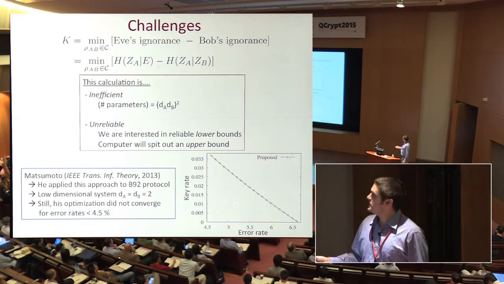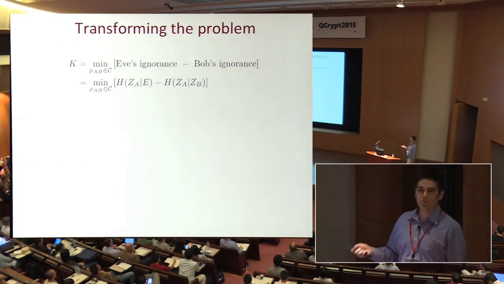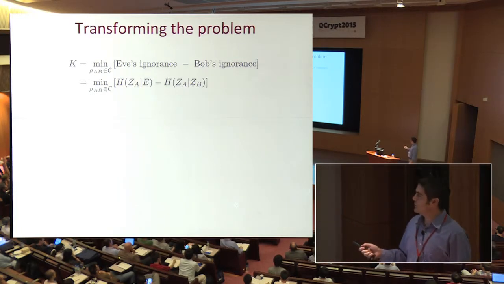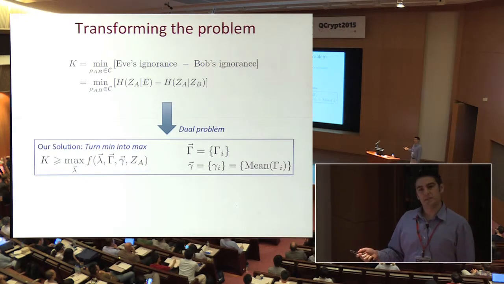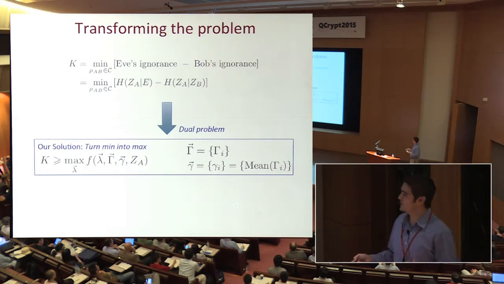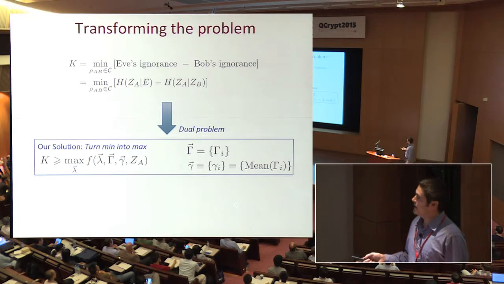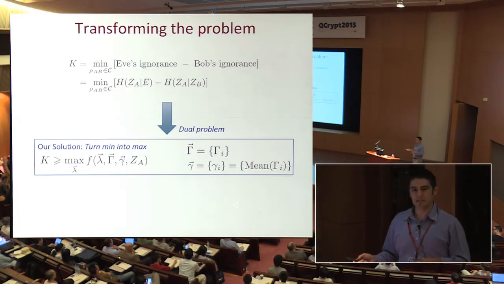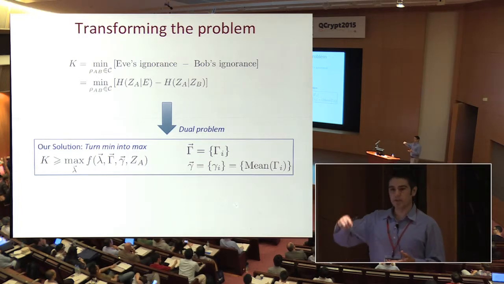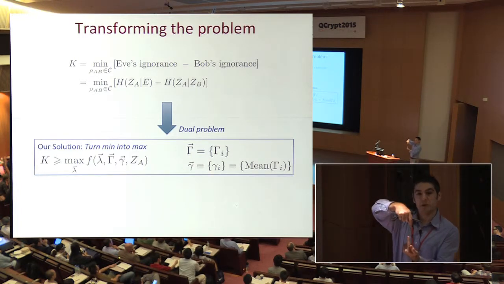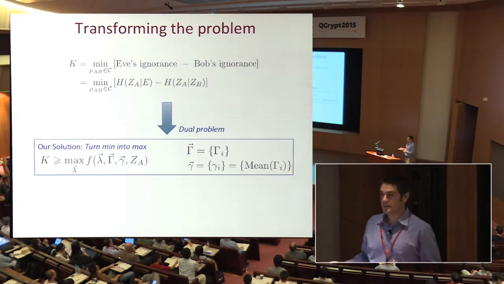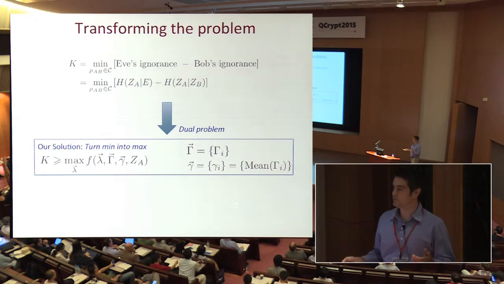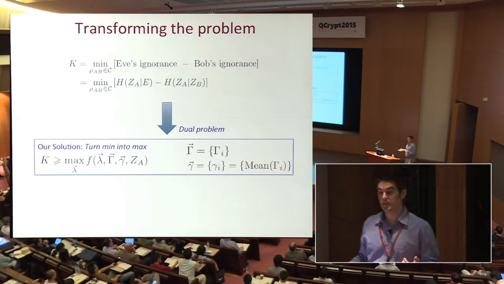dimensions. So this motivates our approach, which is to take the primal problem and to transform it into the dual problem. It's known in optimization theory that there's something called the dual problem. The idea here is that we turn a minimization into a maximization. So instead of approaching the key rate from above, we approach it from below. What's nice about that is that every number that the computer spits out, even if it didn't reach the global maximum, will be a reliable lower bound on the key rate.